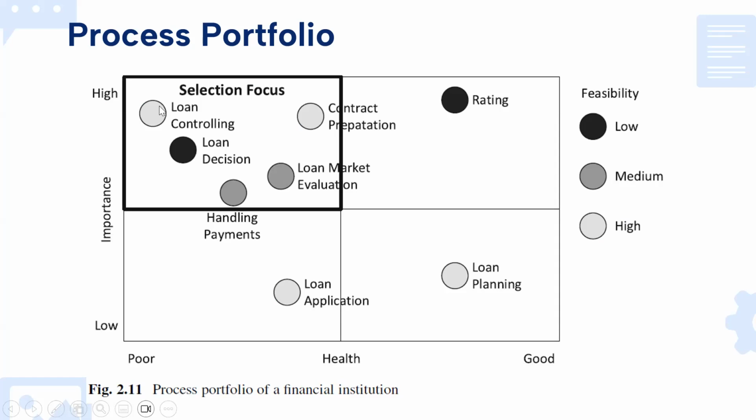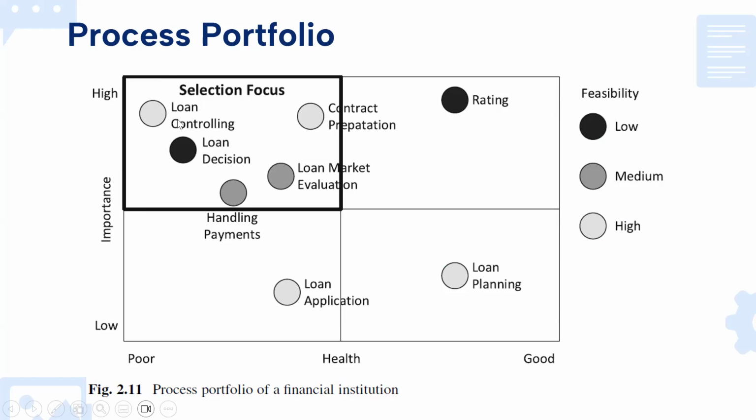For example, consider an organization that is starting their first BPM initiative. If you're going for the first activity, you should not select loan controlling here. If this is the first time the organization is doing BPM activities, you should not select loan controlling because it has a higher strategic importance and its health is very poor.